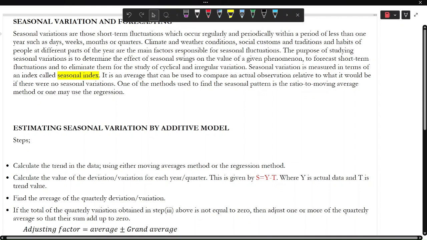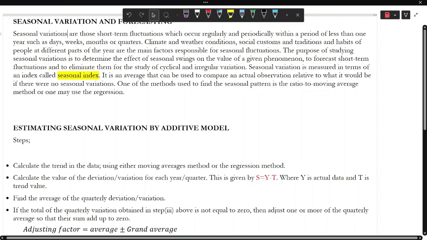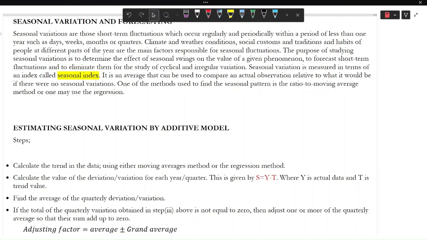The purpose of studying seasonal variation is to determine the effect of seasonal swings on the value of a given phenomenon, to focus short-term fluctuations and to eliminate them for the study of cyclical and irregular variation. Seasonal variation is measured in terms of an index called seasonal index. It is an average that can be used to compare an actual observation relative to what it would be if there were no seasonal variation.